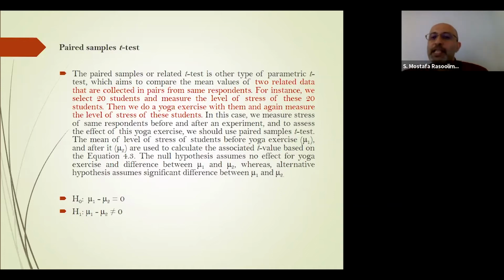What's the null hypothesis and alternative hypothesis for this one? The null hypothesis is there is not any significant difference between the level of stress before and after yoga exercise. And the alternative hypothesis is there is a significant difference between the level of stress before and after yoga exercise. So this is the type of hypothesis for paired samples.